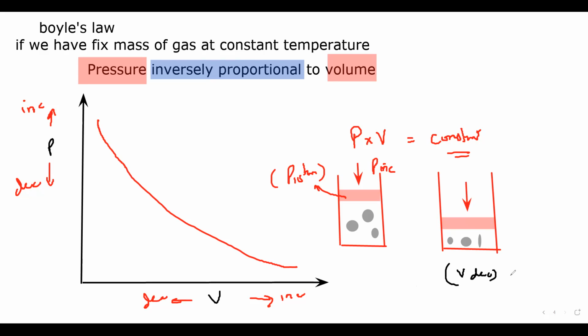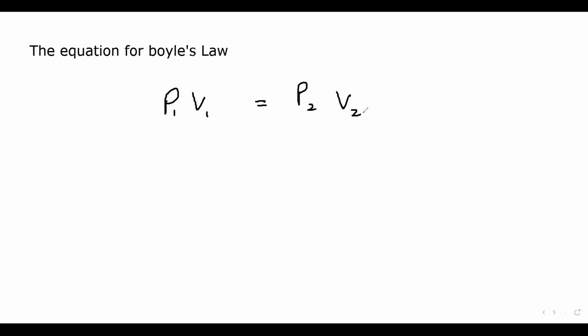The equation for Boyle's law. So what is the equation for Boyle's law? The formula, this is a very important formula, almost every year you will find a question on it, that is P1 V1 equals P2 V2. What is the meaning of P1 V1 and what is the meaning of P2 and V2? P1 means the starting pressure, the initial pressure.